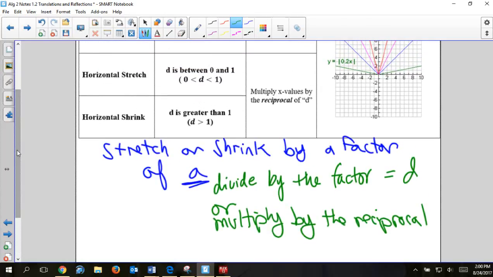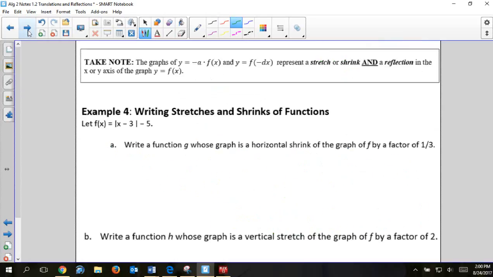So for a horizontal stretch, you know how vertical stretch was a number bigger than 1? Horizontal stretch is a number between 0 and 1. So it's totally opposite of what vertical was. And a horizontal shrink is the number that's greater than 1. As long as you remember, if it's horizontal, it's opposite, you'll be good. And this at the very top of my page says, just remember if there's a negative, that has nothing to do with the stretch or shrink. That's a reflection on top of the stretch or shrink. So they could be together.